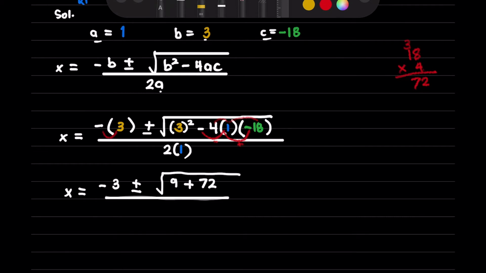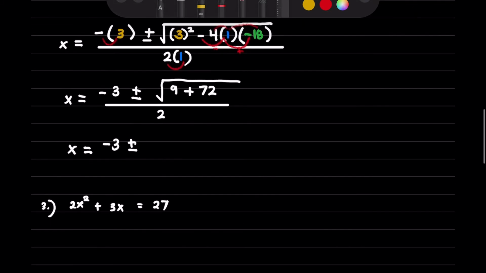All over 2 times 1. So, 2 times 1, that is 2. Next, x equals negative 3 plus minus. So, we need to simplify first the radicand, which is 9 plus 72. So, what is 9 plus 72? That's 81. All over 2.